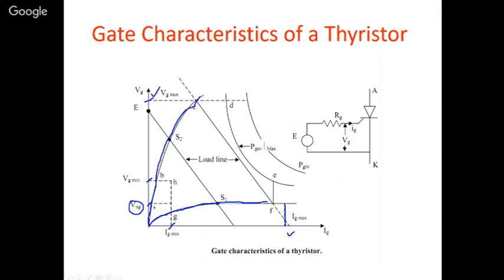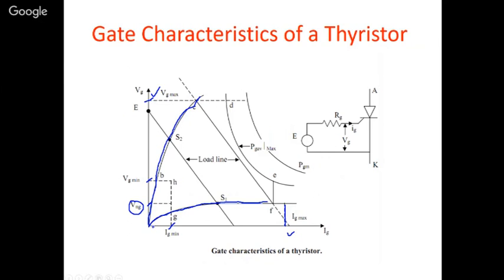So they have given one more limit. We have to keep in mind that our gate should not get falsely triggered. By mistake, it should not get triggered. That is also a problem. So they have given a minimum value, and they have said that when the voltage is below this, it is false triggering. You need not take that voltage.